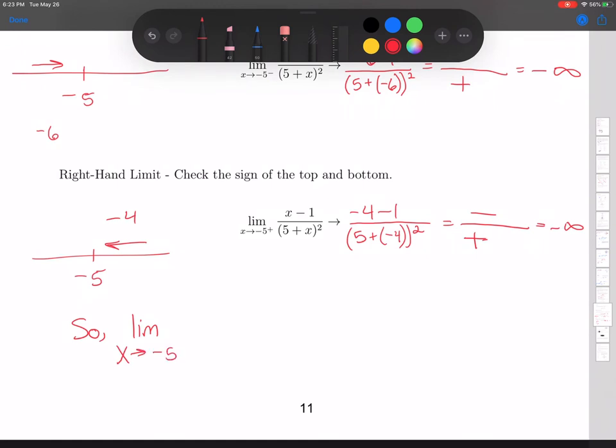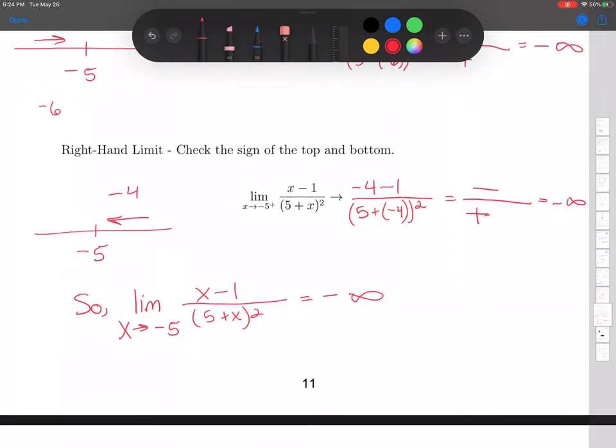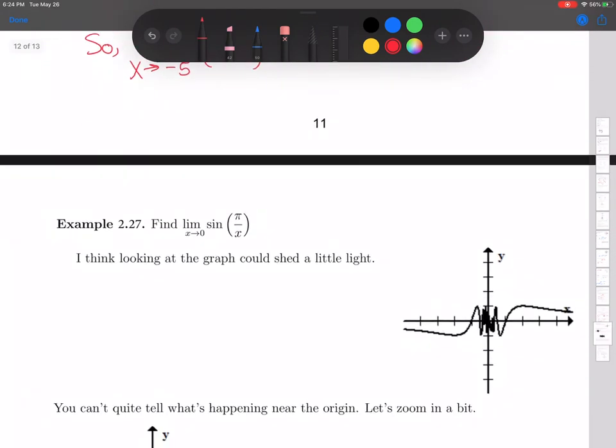So the limit as x approaches negative 5 in general of our problem, I'm just going to write it all out, is equal to negative infinity. Remember what I told you guys, infinity is an okay answer. It's fine. Your left-hand side and your right-hand side have to be going to the same place. It doesn't matter where it is going, as long as it's the same place, that's what your general limit is going to be equal to.